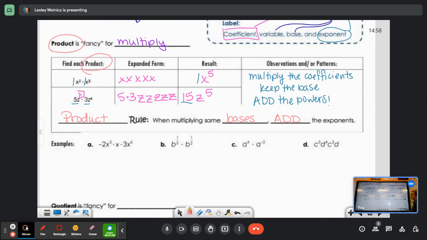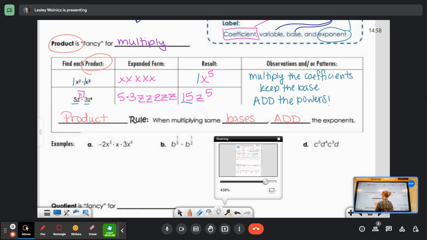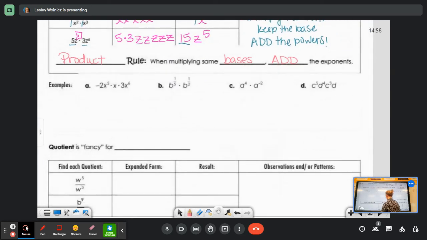All right, let's look at some examples. All right, so look at the coefficients. I have a -2, a 1 in front of the x, and a 3. And I have to multiply those together. So -2 times 1 times 3, that is a -6.